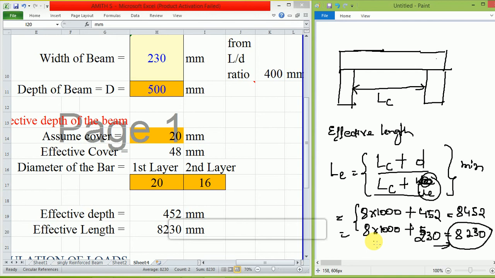So up to here almost all the basic conditions have been done. So the next concept is calculation of loads. Now we are coming into the calculation of loads, that is the design concept.